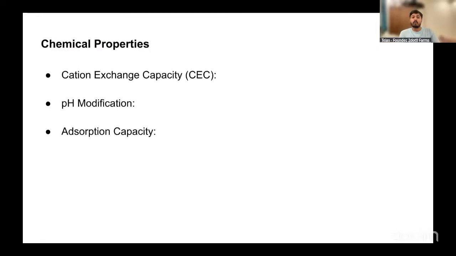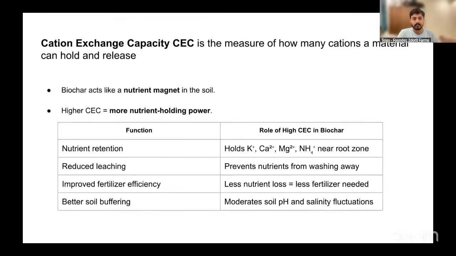Now we'll look at the chemical properties of biochar, and three things I would like to focus on today are its cation exchange capacity, which I have mentioned a couple of times already in the talk, the ability of biochar to modify soil's pH, and the adsorption capacity, which is an effect of cation exchange capacity.